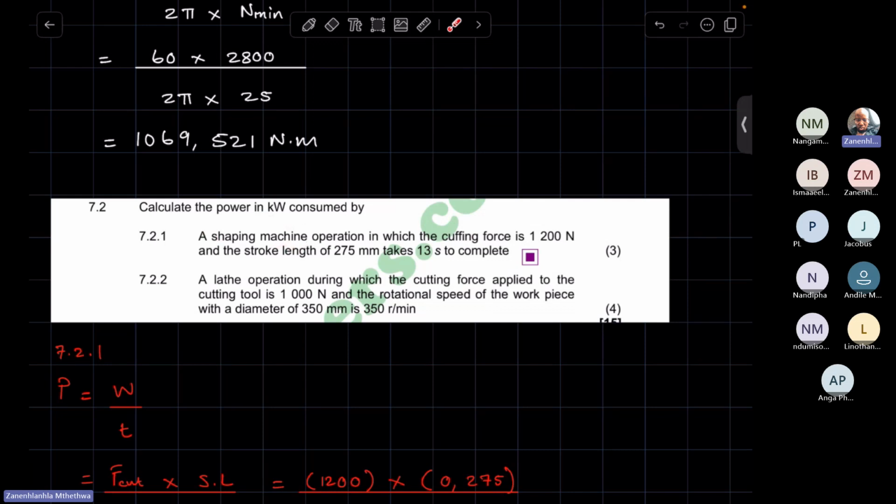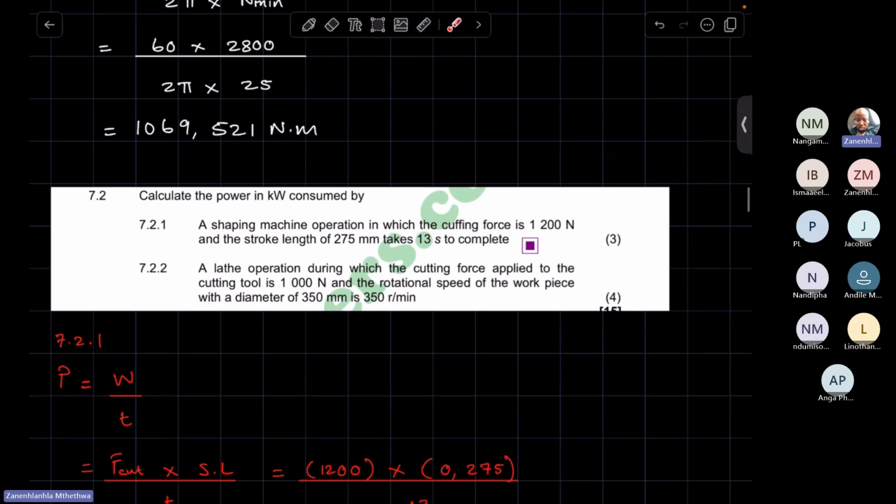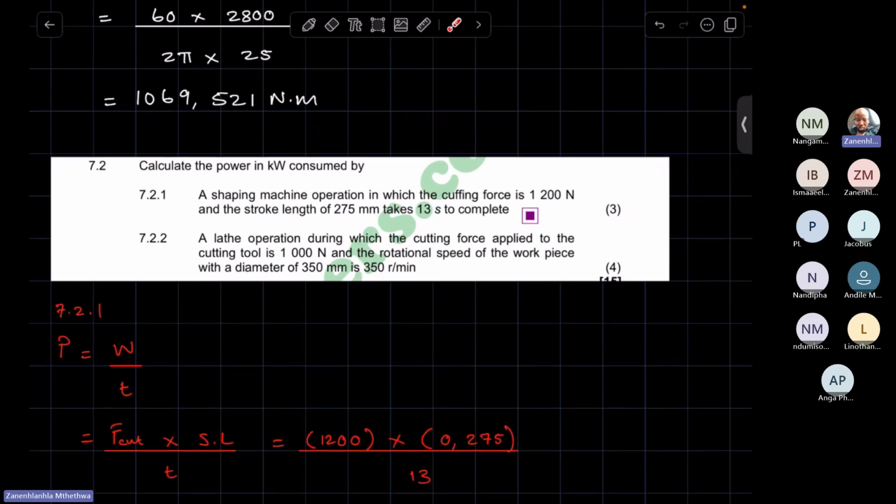Now, this is a shaping machine. This problem in particular doesn't require us to draw a free body diagram. It's not necessary because they've given us everything that we will need to calculate the power. Like I said, there's many ways in which you can calculate power, one of which is using work done over time. Remember, by definition, power is the rate at which work is done. Now, based on what you've been given, the cutting force and the stroke length.